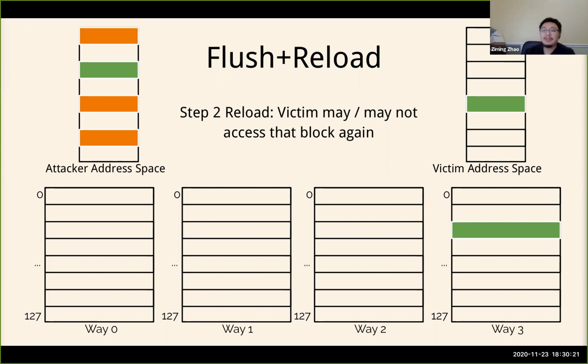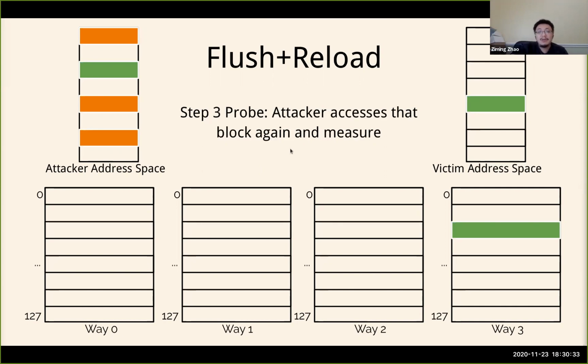I'm talking about a binary condition. It's not like that in real life, it's much more complicated than that. But you probably get the idea, right? So the third step is very simple. The attacker will try to access that block himself again, and just measure how long it takes to access that. It could be a move instruction or others, just to measure how long it takes to execute. And using that, the attacker can infer what's going on there. So that's the basic idea of Flush and Reload and Prime and Probe.